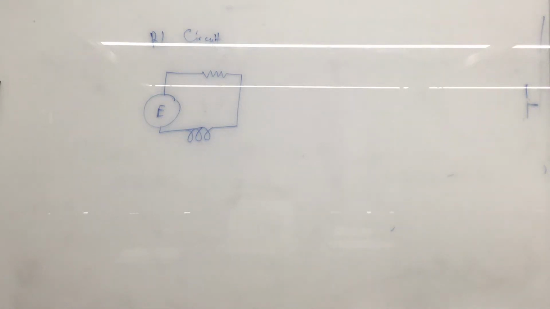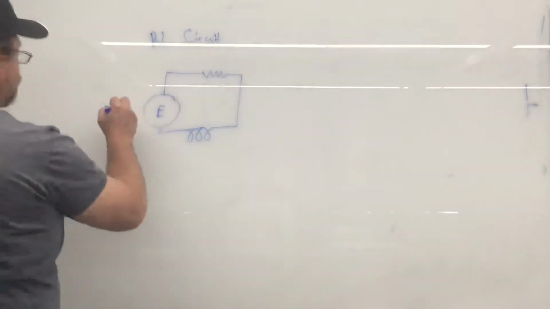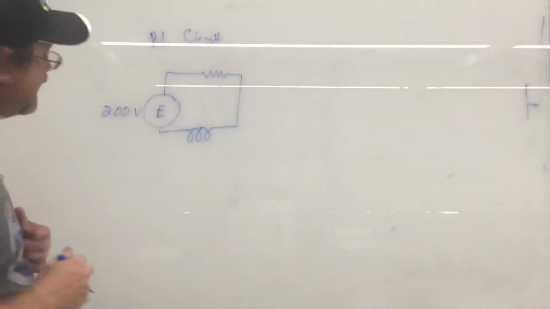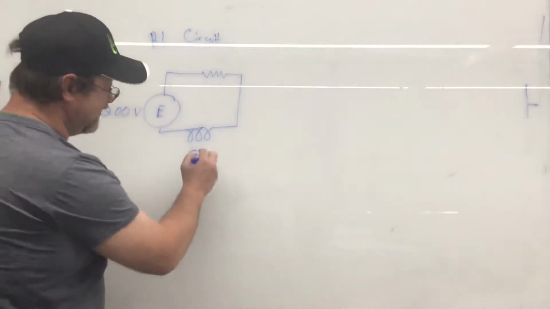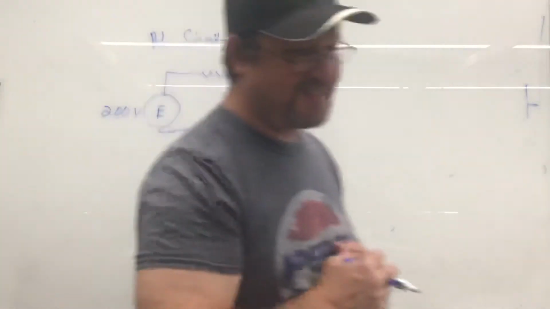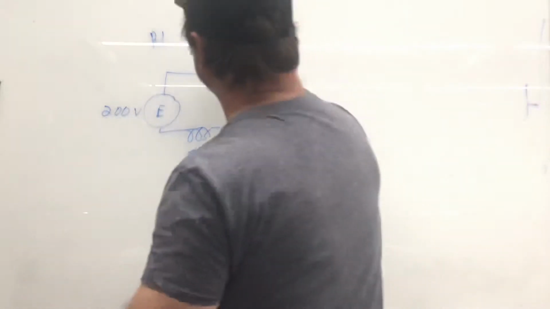Now, the circuit that I've drawn on the board here is called an RL circuit. It doesn't have a capacitor in it. It only has a resistor and an inductor. Of course, if we give some values to this, I'm going to say that I have a voltage here of 200 volts. I'm going to say that I have an inductance of 5, and the unit of inductance is called a Henry. And then I'm going to say that I have 50 ohms of resistance here.